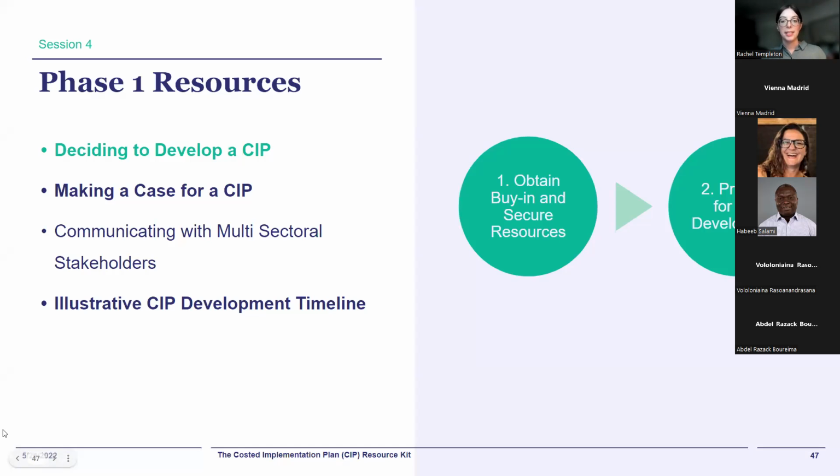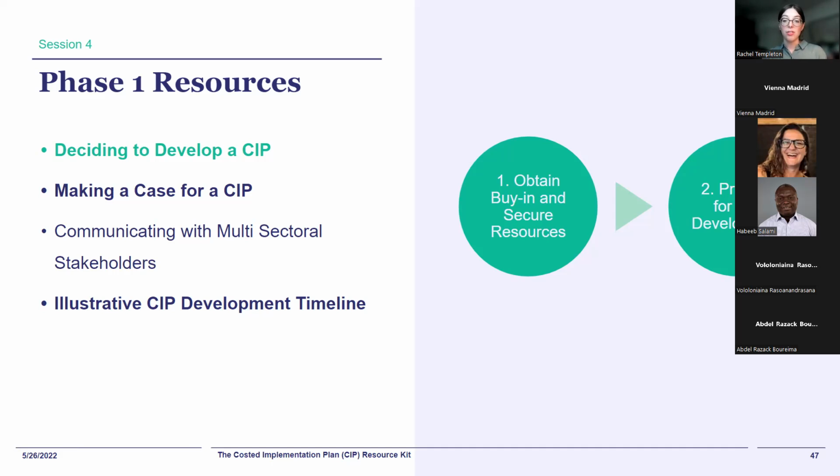For the resources in phase 1, which is the planning phase, there is one new resource I want to highlight, which is really to support making a decision to develop a CIP. And this resource walks relevant stakeholders through questions and scenarios to ensure that they are ready to embark on the CIP process, that they have the necessary buy-in and resources to do so, and that they are aligned with existing health strategies and processes to really set the entire process up for success.